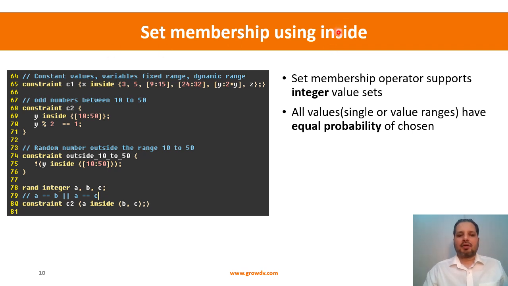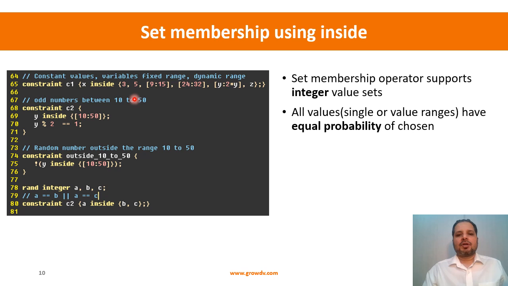This operator we have already seen. Now we will look at how it behaves when we use it inside the constraint. We have a few examples to make sense of it. Here is the first one. It goes without saying that the variable x is declared as a rand variable, and our constraint is that this rand variable x should be inside these values that we have specified.